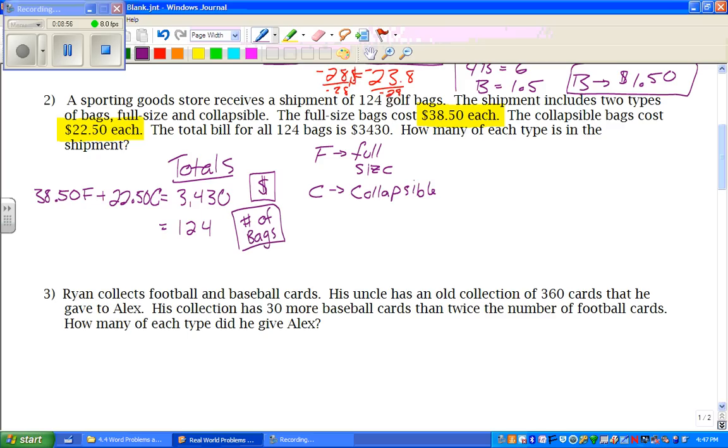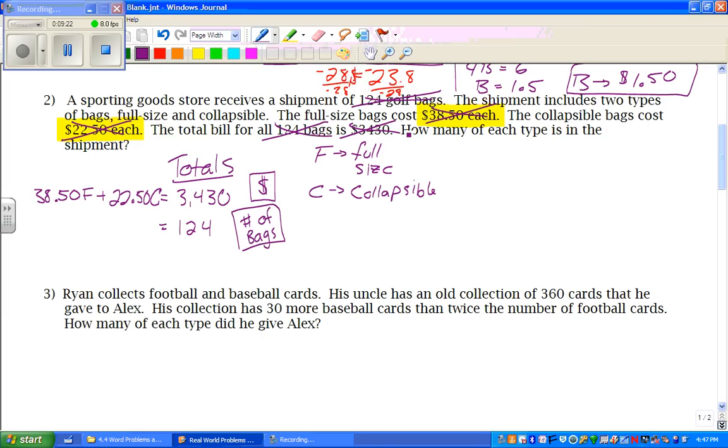Now, if I go back into the equation and I cross out all the numbers that I used: I used 124 bags. So you have that. Full-size bags cost $38.50. I used that number. Each collapsible bag is $22.50. I used that number. The total bill for 124, so we talked about 124 bags, we used that number, and they gave me the total amount, which is $3,430. I have no numbers left.